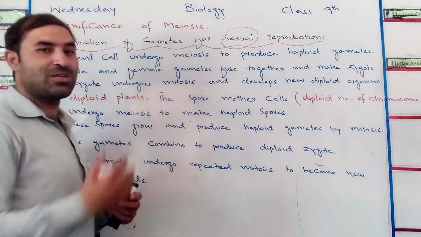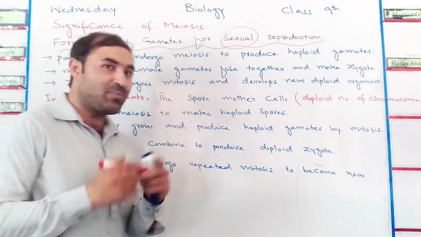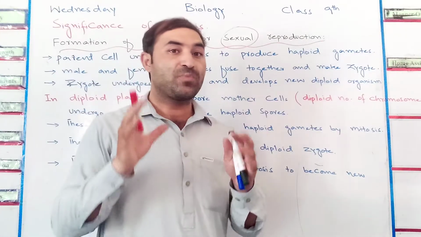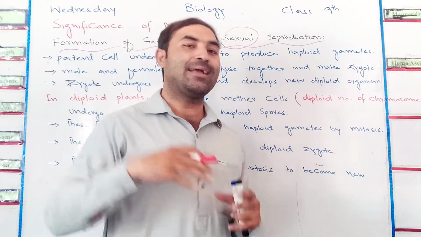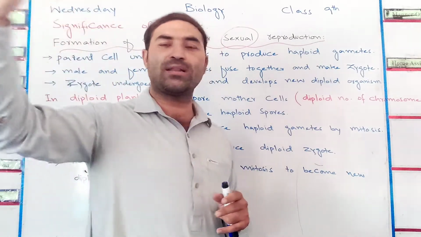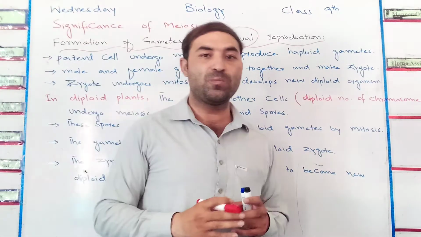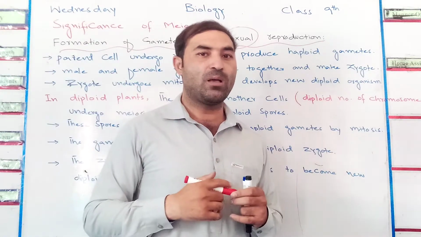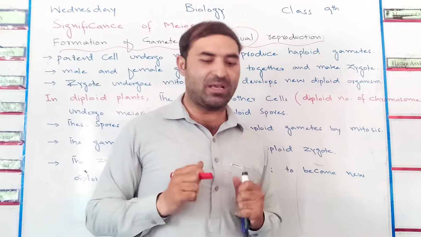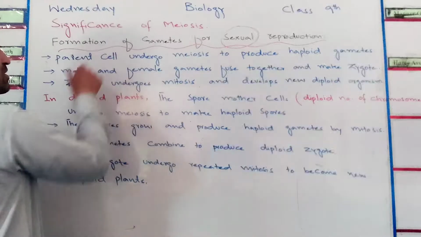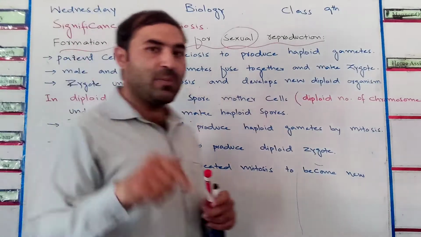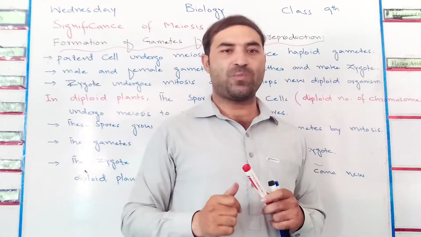So what is basically sexual reproduction? It is the type of reproduction in which fusion of male and female gametes takes place, and it results in a zygote, and then the zygote develops into a new organism. How does this all take place? Basically, sexual reproduction takes place both in animals as well as in plants.